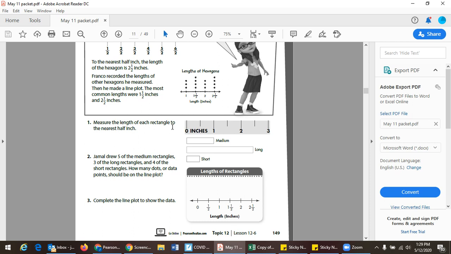Measure the length of each rectangle to the nearest half inch. Here's a medium, long, and short. If I were you, I would recommend using a piece of paper and lining it up right here and using a pencil to mark where the line starts and ends. Right here where this rectangle ends, you should see what inch it is closest to. Same thing with long. Draw a line all the way down and see what it is closest to, the nearest half inch. And then same thing with the short. Draw a line, what is it closest to? I hope that helps you with your line plots.